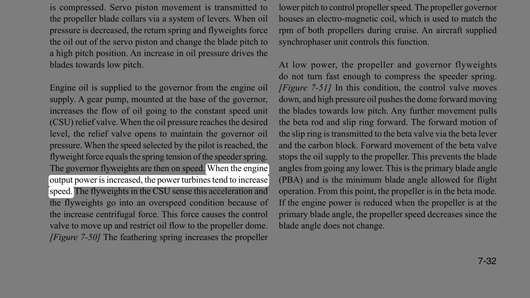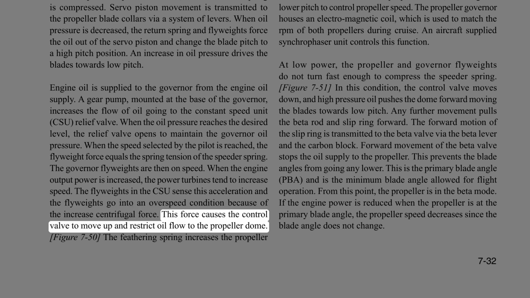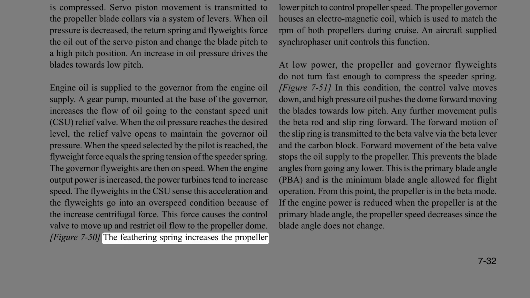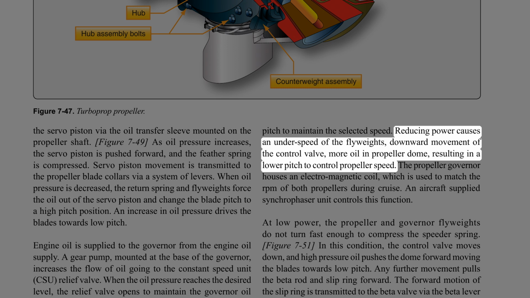When the engine output power is increased, the power turbines tend to increase speed. The flyweights in the CSU sense this acceleration and the flyweights go into an overspeed condition because of the increased centrifugal force. This force causes the control valve to move up and restrict oil flow to the propeller dome. The feathering spring increases the propeller pitch to maintain the selected speed. Reducing power causes an underspeed of the flyweights, downward movement of the control valve, more oil in propeller dome, resulting in a lower pitch to control propeller speed.